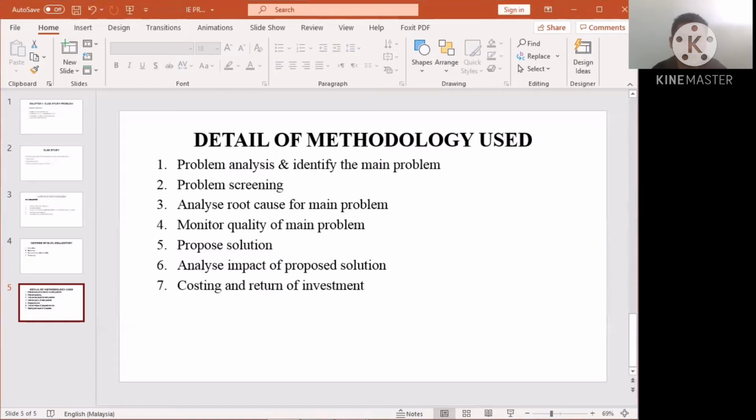Next, monitor quality of main problems. In this part, we apply the statistical process control (SPC) technique to track the quality of the primary problem faced by the stall. So the application of SPC is to control a process or manufacturing system.